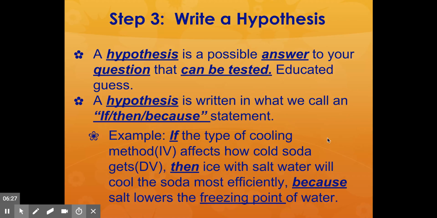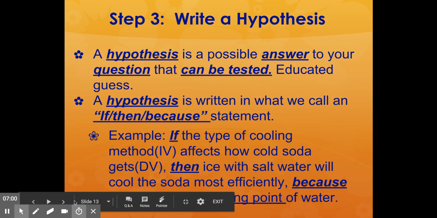Okay, so in the if part, you're talking about what the relationship is between the independent variable and the dependent variable, or that there is a relationship, a cause and effect. In the then portion, this is where you're stating what you think the answer to the question or solution to the problem is. And the because portion is where you put the science behind it, so that we know when we read your hypothesis that it's not just a wild guess, it's an educated guess. And so it has to be correct science reasoning to support your hypothesis.